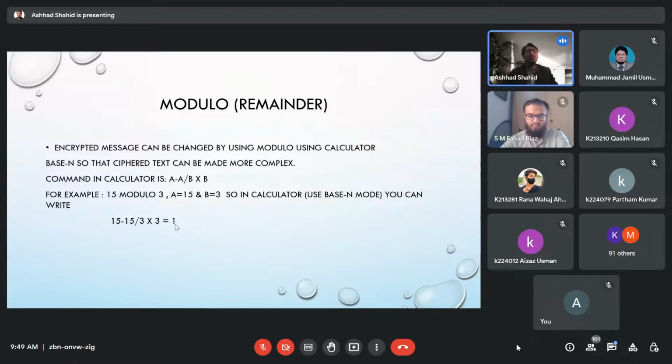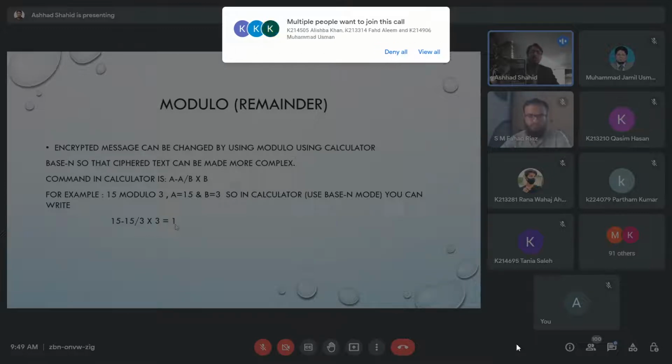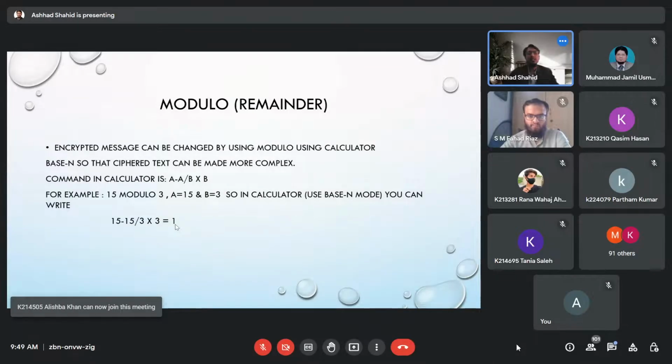But similarly, if you want to find this through a calculator, in a calculator you can go for mod, and you have different things to calculate. I have a Casio 991. You can see in the third option, it's base n. So in base n, while you select this base n mode, you just have to write this command: a minus a divided by b multiplied by b. So this command will give you the result, what is the remainder of this.